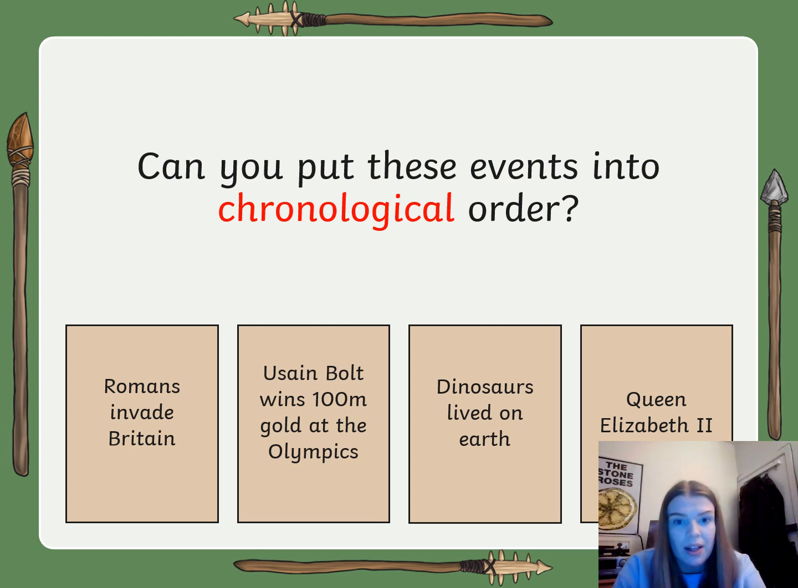Okay, let's have a look for our second one then. So we've got Usain Bolt wins the 100 meters gold at the Olympics. Now, some of you might even have seen that or remember that. So we know that was quite recent. So it's not going to be that one, is it? Okay, and then we've got Romans invade Britain and Queen Elizabeth II is born. Okay, so it's between Romans and Queen Elizabeth. I want you to decide which one you think it would be.